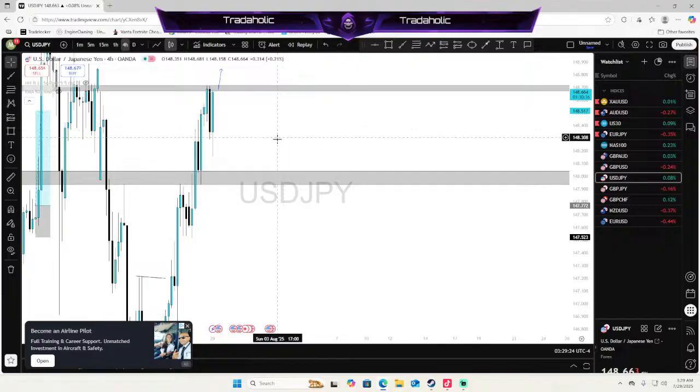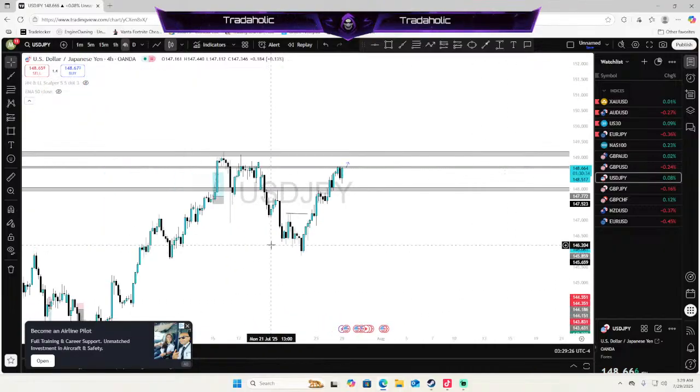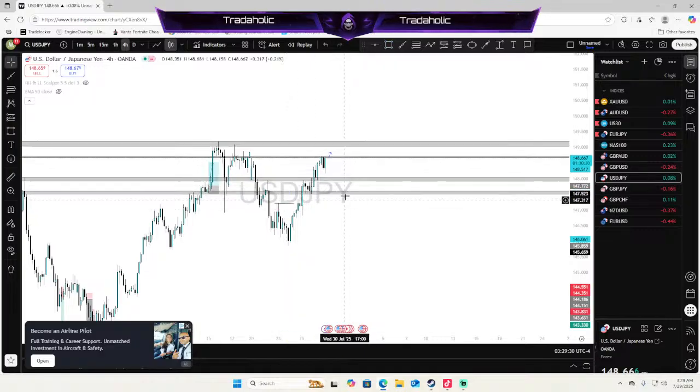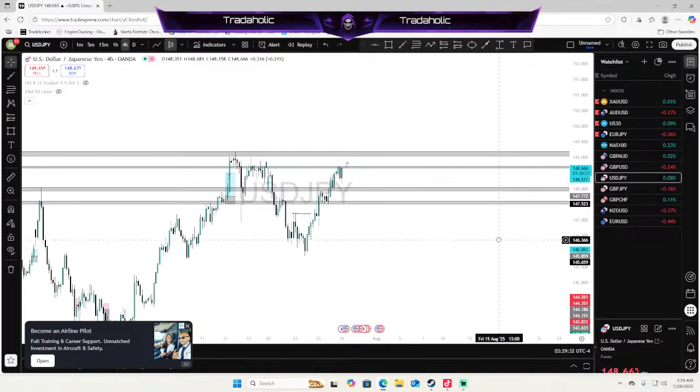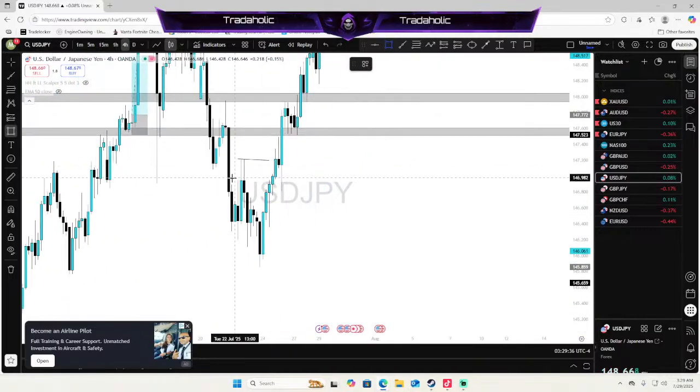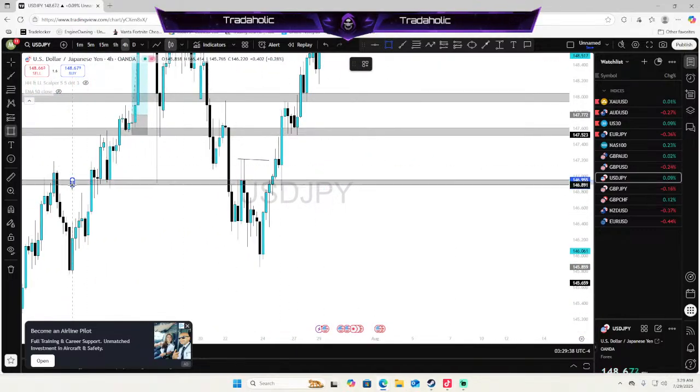As far as the 4-hour time frame, I really won't want to sell until price comes down here to take these lows. And then selling below this area down here, you can look to target this area right here.